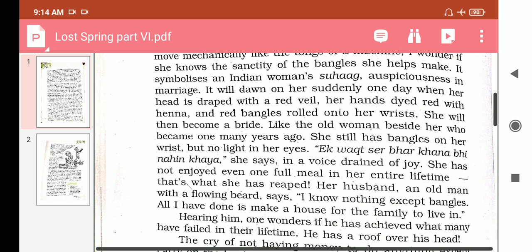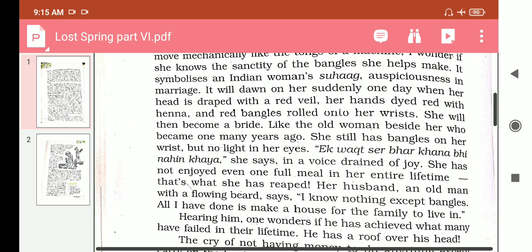Here are difficult words. Let me tell you the meaning of these difficult words. Dawn on her means she will realize. The meaning of this phrase, dawn on her, is she will realize. Draped means covered.